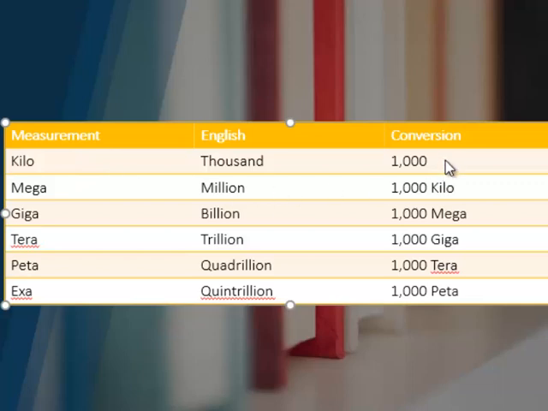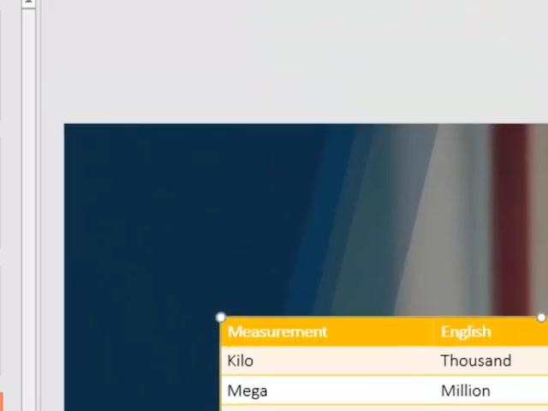Most of the time, column headings are also our fields, and fields are categories. So measurement is a category, measurement is a field. English is a category, English is a field. Conversion is a category, and it is a field. Now you see all the items we have in our table arranged by columns.